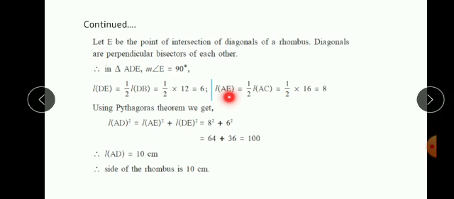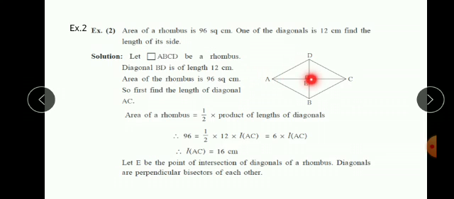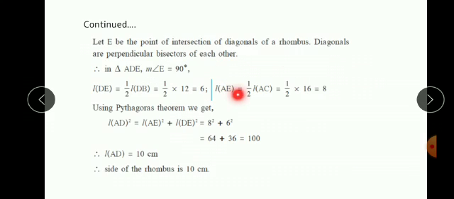In this way, what will be AE? AE is half of AC, and AC we have just found to be 16. So AE is equal to half into 16. 2 ones are 2 and 2 eights are 16. So AE is 8 and DE is 6.